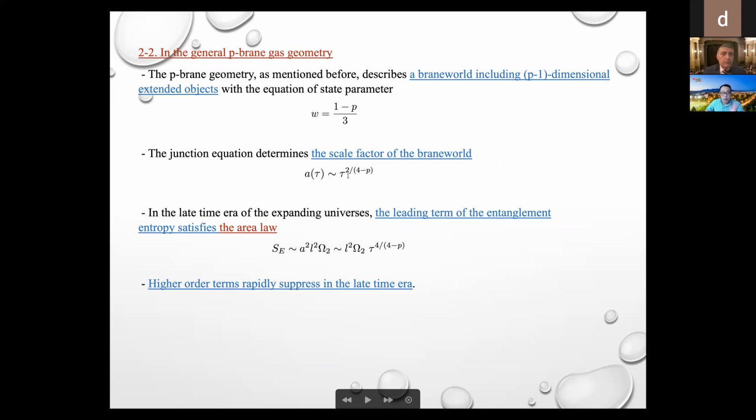We also calculate the entanglement entropy in this p-brane gas. This corresponds to the entanglement entropy in an expanding universe which contains p-1 extended objects. In this case, the entanglement entropy is also given by this. This is also the same as A E L squared times omega 2. So this is exactly the area of the entangling surface.